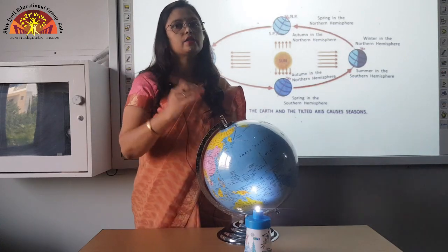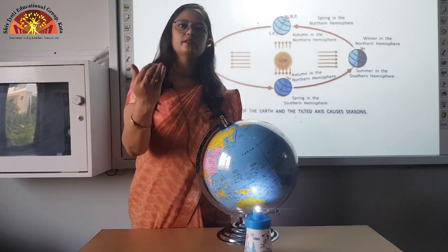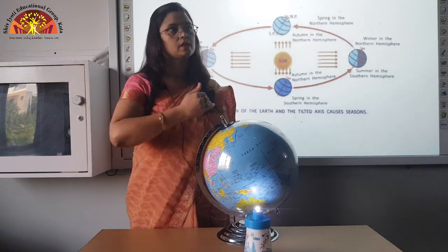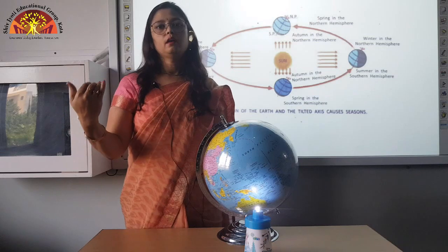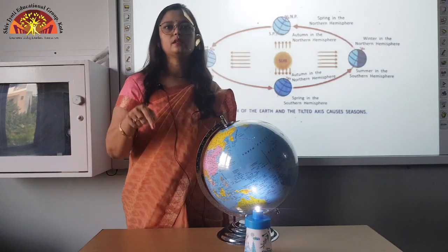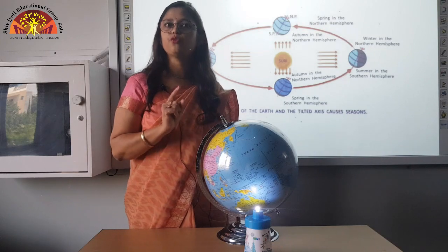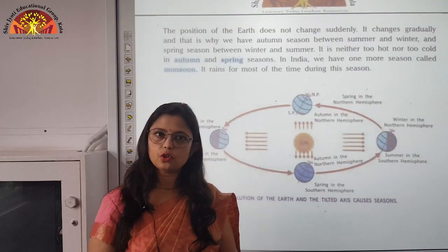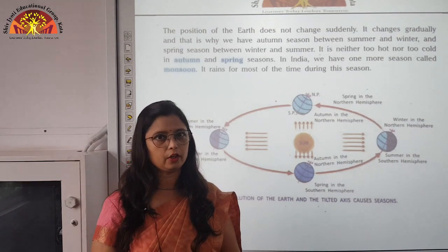Okay children. Just after summer season there is autumn and then winters, and just after winters there is spring and then again there is summer. So, this one complete round is completed in 365 1/4 days, and this is called as solar year. So, this was all about the explanation part of this chapter.